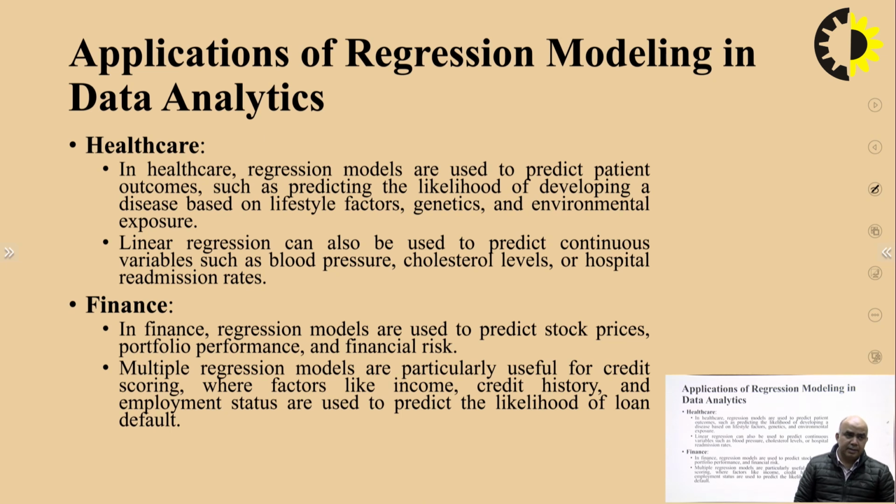In finance, we use regression modeling to predict stock prices, portfolio performance, and various financial risks. Multiple regression models are particularly used for credit scores, where factors like income, credit history, and employment status are used to predict the likelihood of a loan being given, and whether users are going to default on that loan or not.